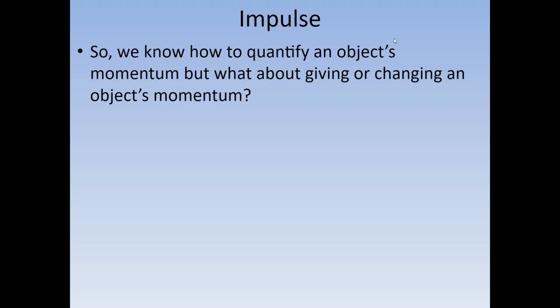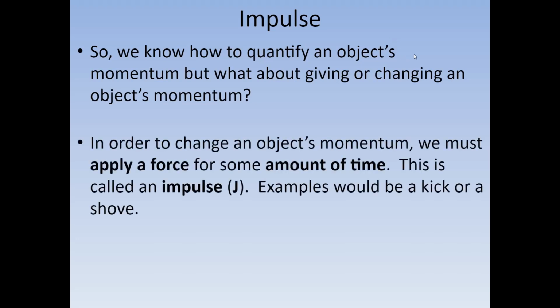In order to change an object's momentum, it requires us to apply a force for a certain amount of time. This is what actually results in what we call impulse. Note that impulse is represented by the letter J, a capital J, mind you. So if you see the symbol J, that represents impulse.